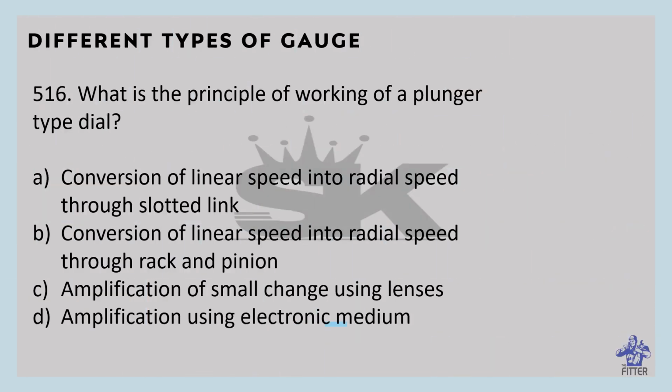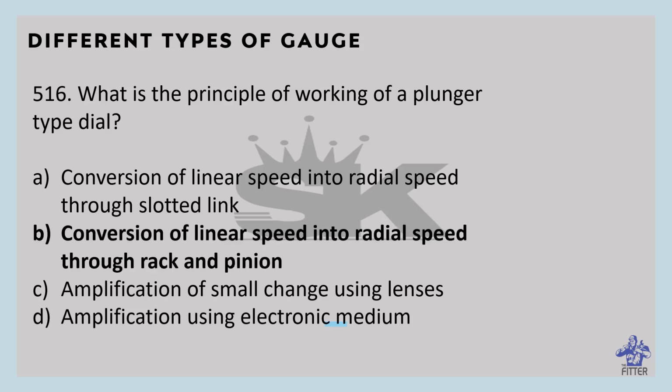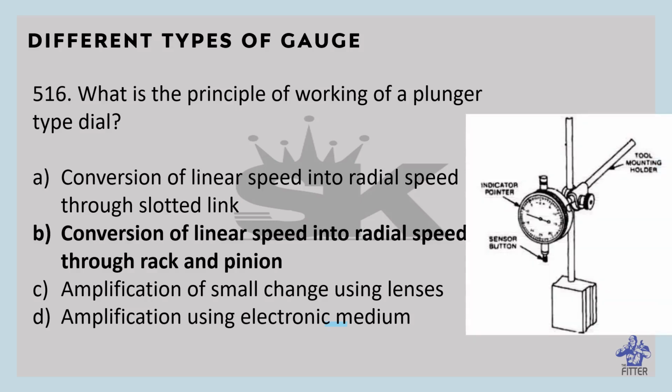What is the principle of working of a plunger type dial? It converts linear speed into radial speed through rack and pinion. You can see here in the image that is the plunger type dial. The working principle of the dial gauge depends on the movement of the spindle. You can see here in the image.